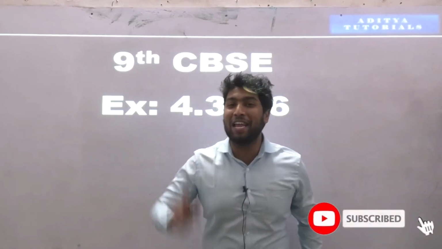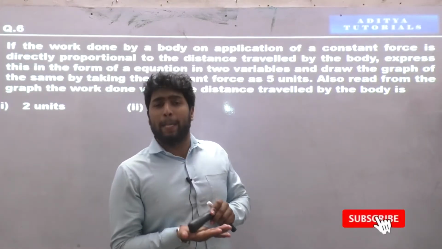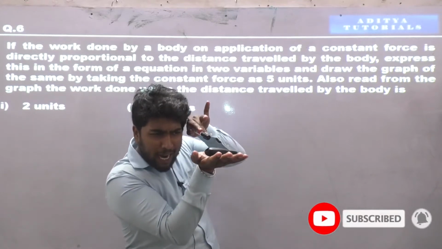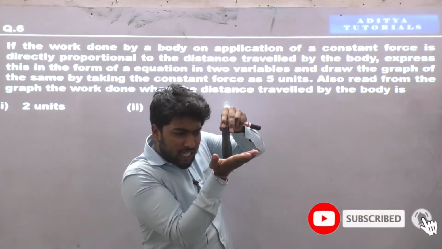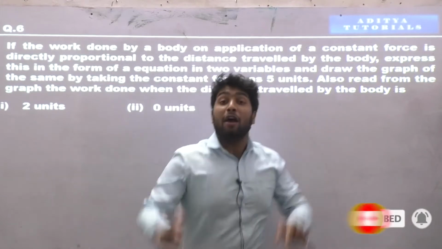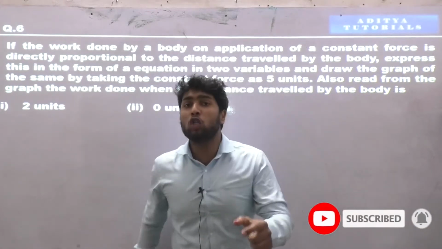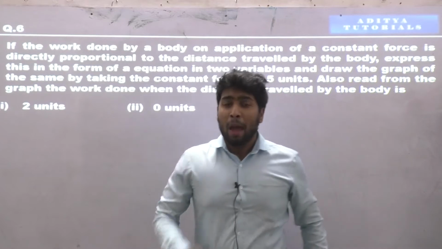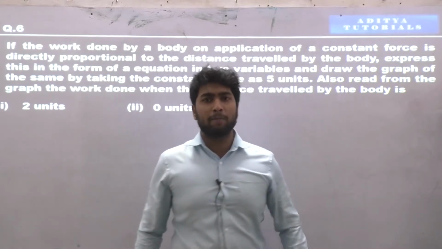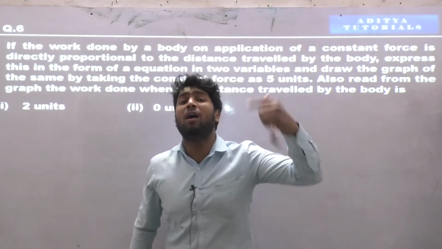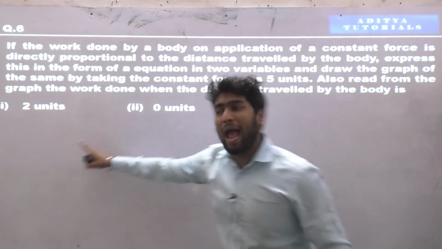Starting with exercise 4.3, question number 6. In this question, it is given that if the work done by a body on application of a constant force is directly proportional to the distance traveled by the body, we need to express this situation in a linear equation in two variables, and also represent it graphically by taking the value of the constant force as 5 units, and also read the work done by the body when the distance traveled by the body is 2 units and 0 units.